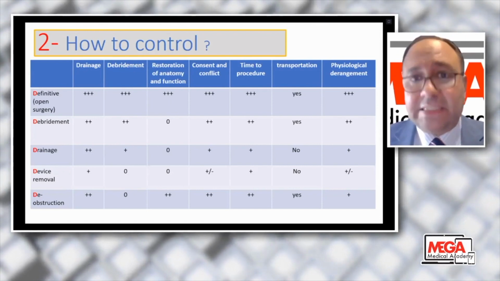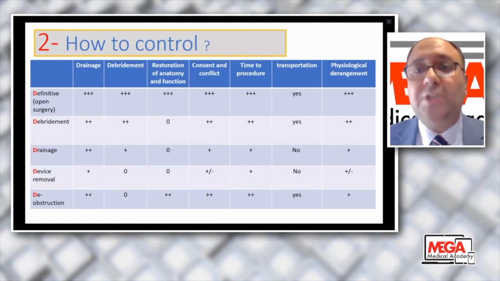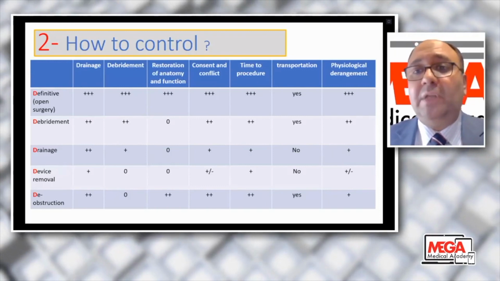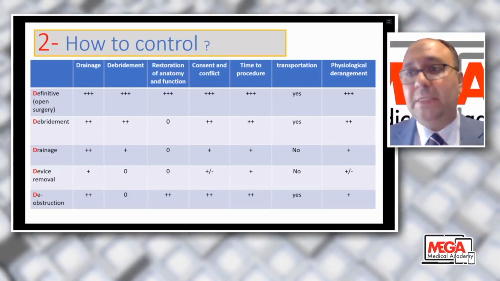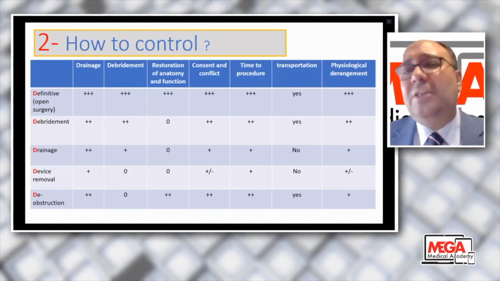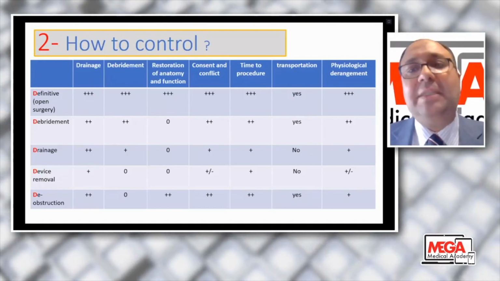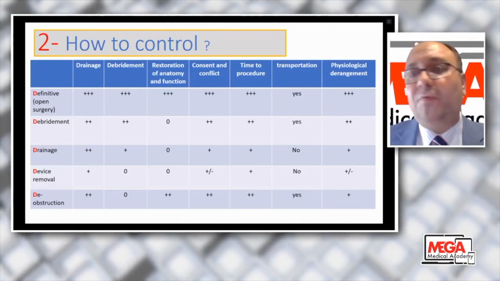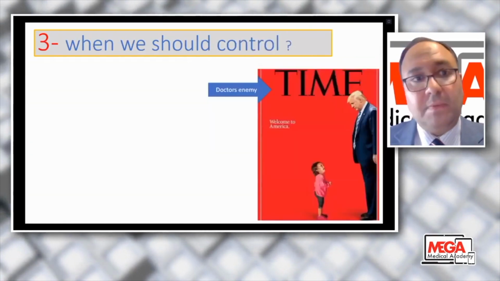Consent conflict is less. Time to intervention is less. No need to transport the patient to the OR. You can do it bedside. And finally, deobstruction, which is a subtype of the definitive or open surgery.